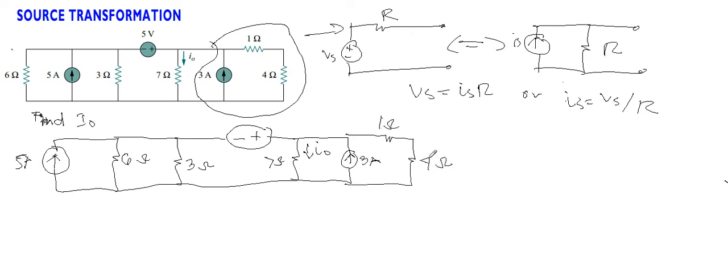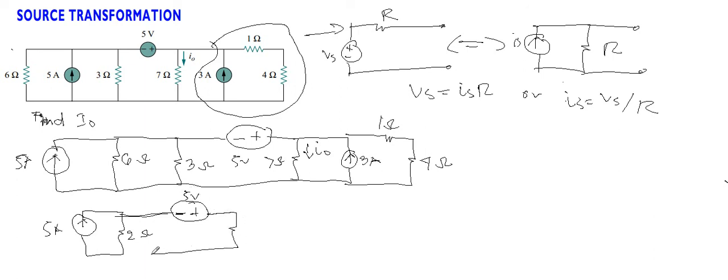So now, kung titignan nyo, these two are in series, these two here is in parallel. So, try natin i-simplify. We have 6 in parallel with 3. We have 6 times 3 over 9. Kasi 6 times 3, we have 18 divide 9, we have 2 ohms. Ito is 5 volts. So, we have that one plus 5 volts. So, this one is 7 ohms dito.